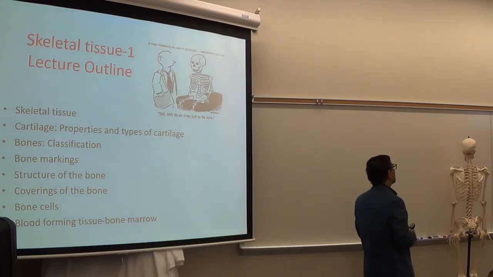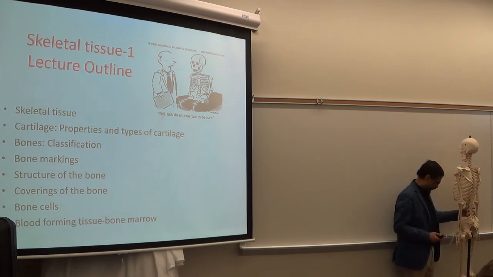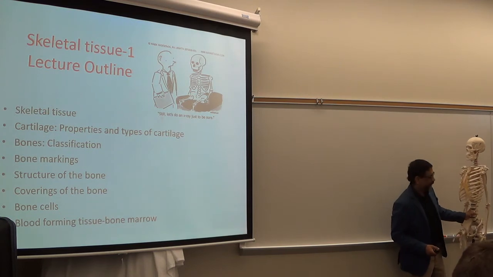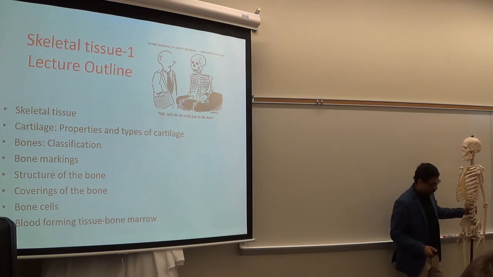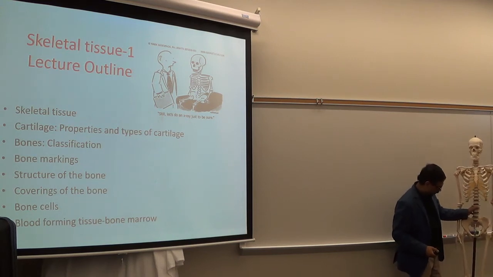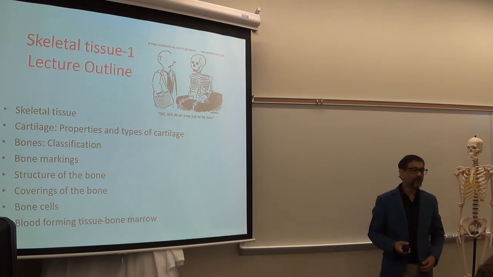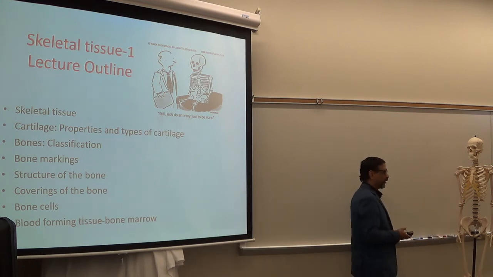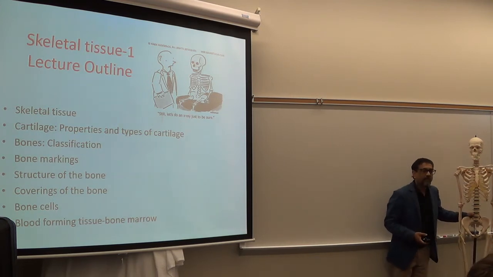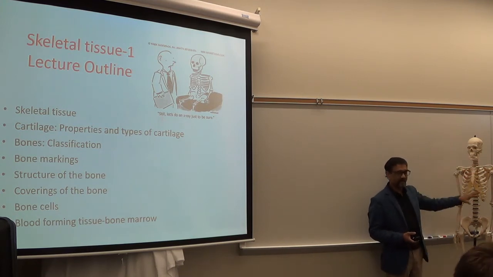Today we will talk about the skeletal tissue. You know that there are 4 types of tissues in the body: connective tissue, muscular tissue, epithelial tissue, and neural tissue. Some connective tissue structures form the skeleton.